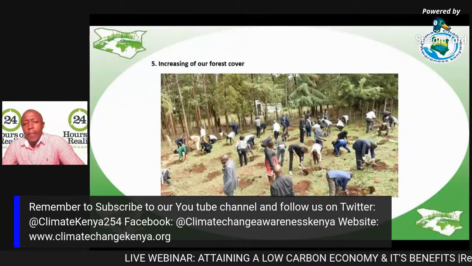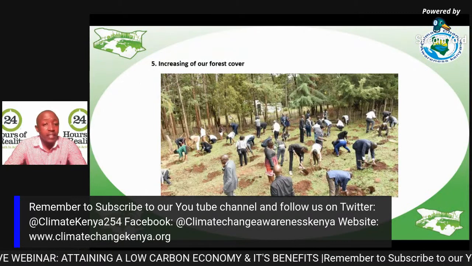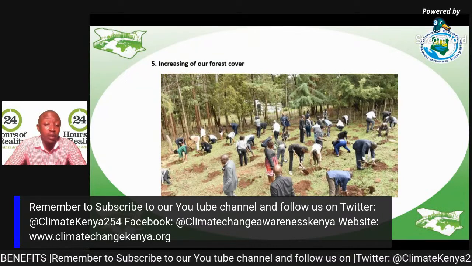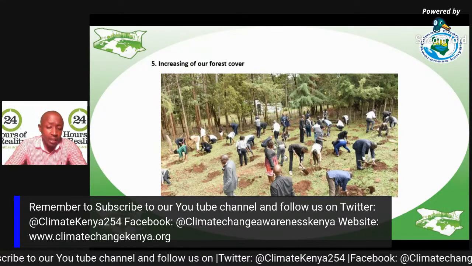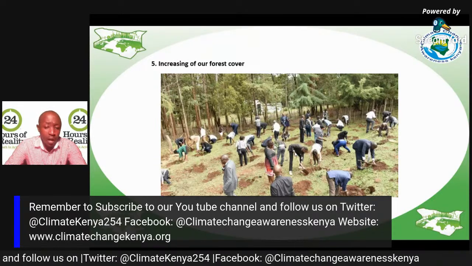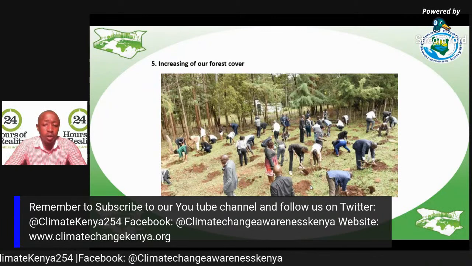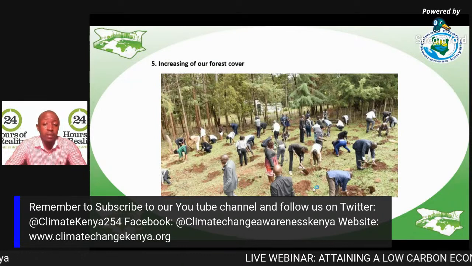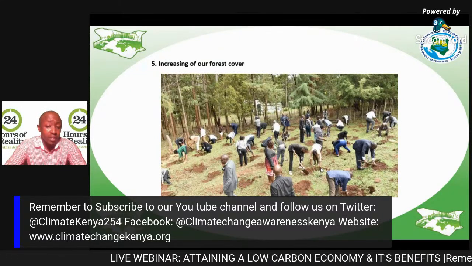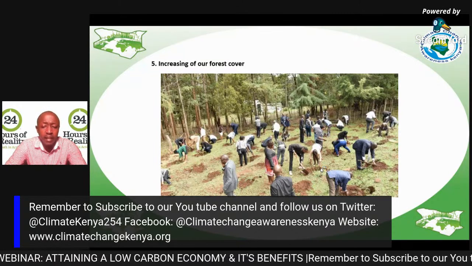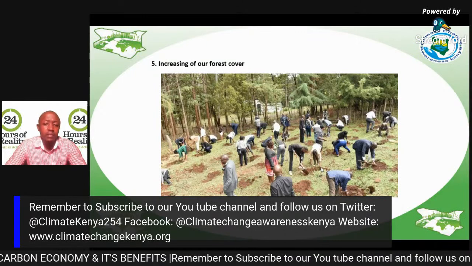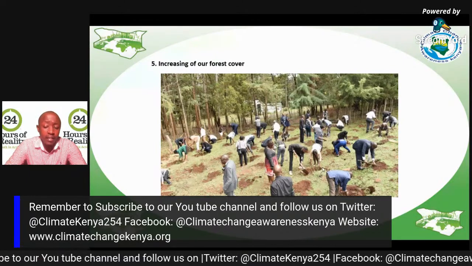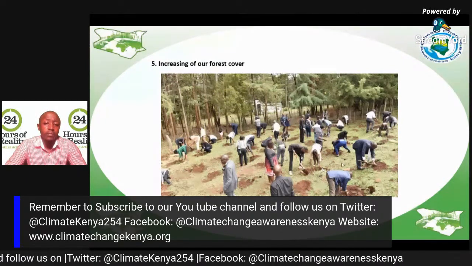The other step that Kenya has taken is increasing our forest cover. Kenya right now has designated 5.1 million hectares as part of the Bonn Challenge, which requires every country to set aside a certain amount of its land for planting of trees. Kenya is actually aiming to improve its tree cover to 10% from its current 7.2%. And this is achievable, and I'm happy to say that Kenya has embraced this clarion call.